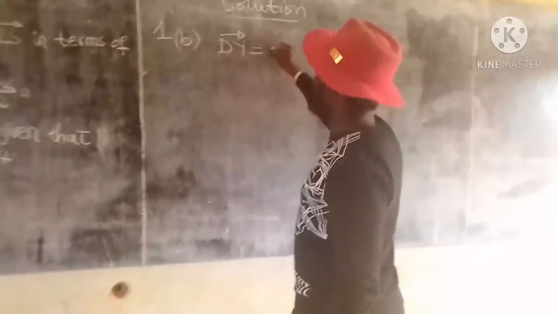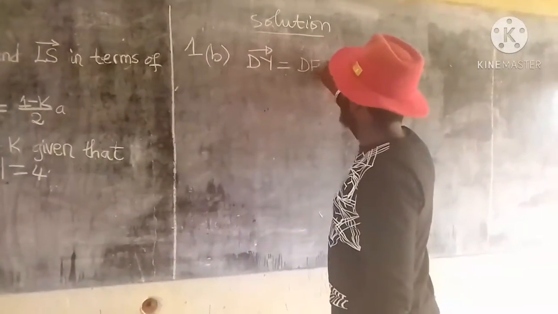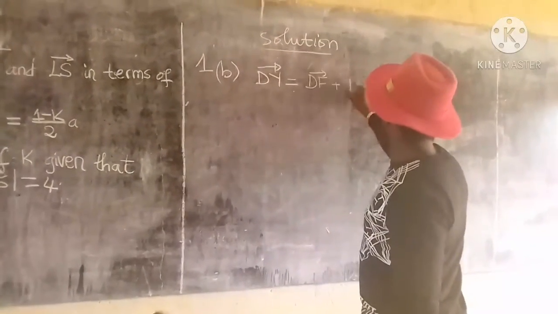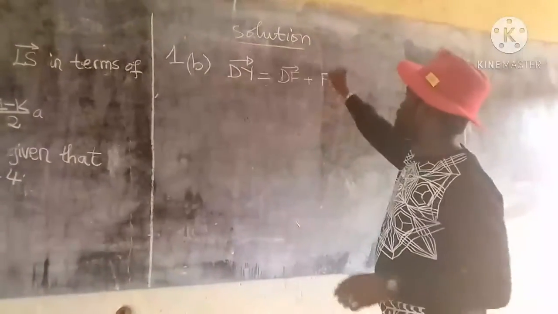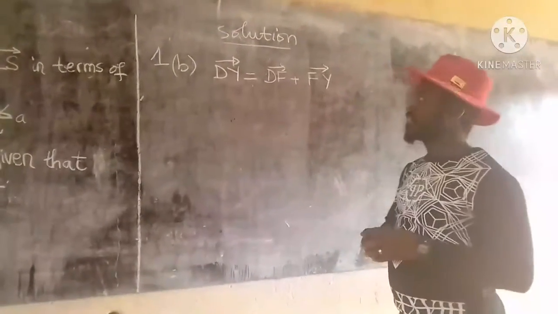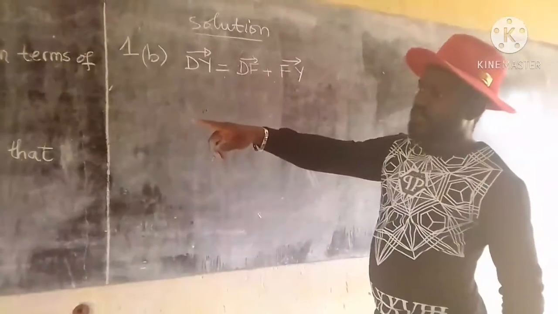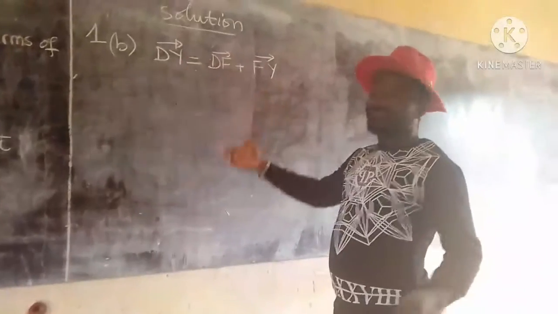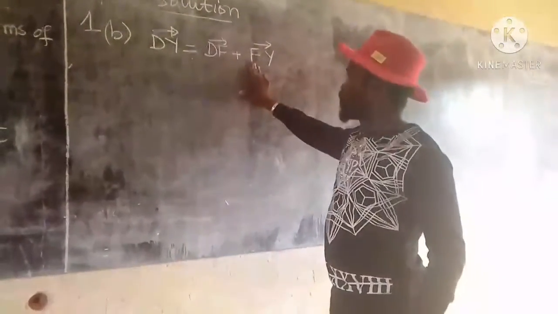So let's go about writing. We have df plus fy. That is the first thing you have to write. Now, if you look at df in the diagram, it is what? Small a. So that one is known. Fy, we don't know anything about it as of now. So what are we to do?